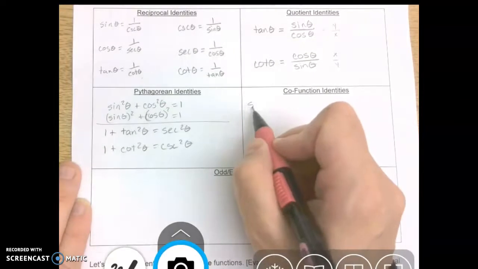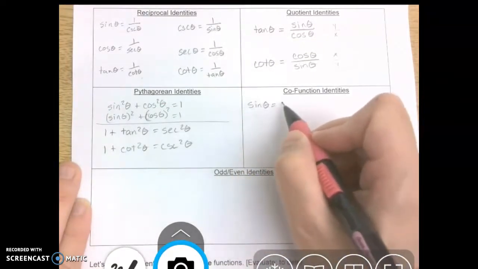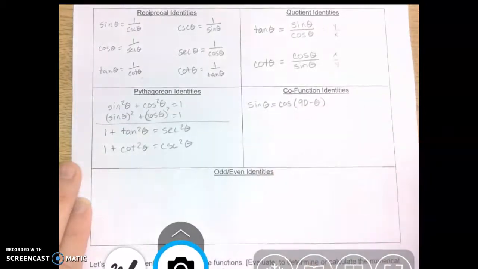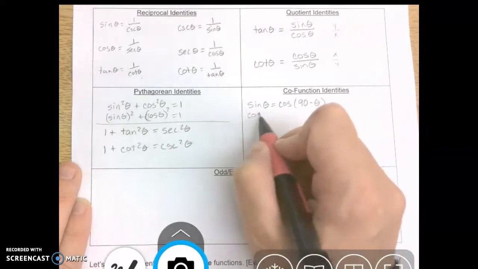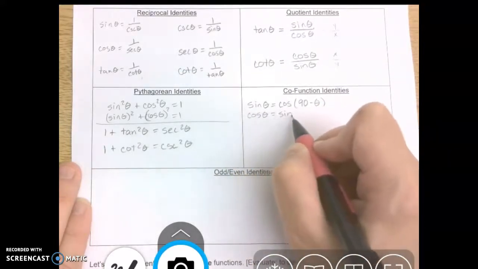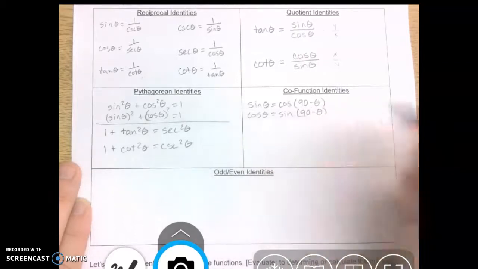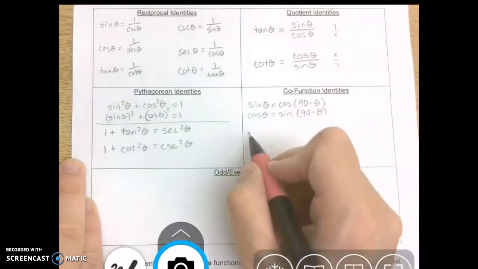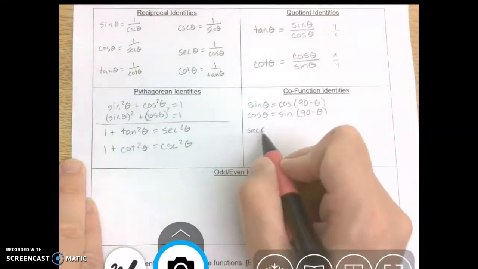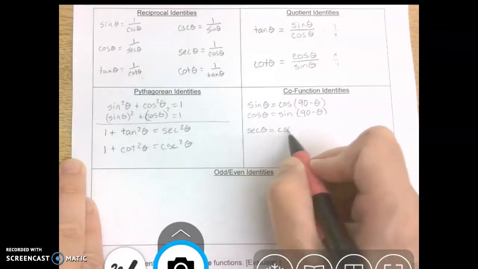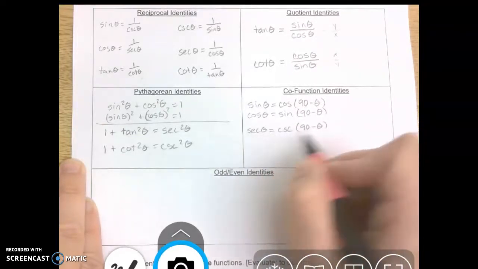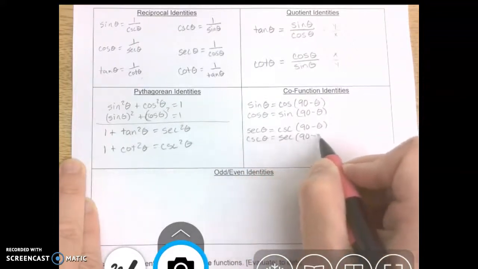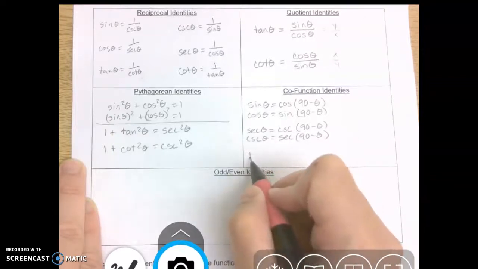Our cofunction identities, we have sine of theta is equal to the cosine of 90 minus theta, or I could say pi over 2. And likewise, the cosine of theta is equal to the sine of 90 minus theta. Then we have our secants and cosecants. And then we have our tangents and cotangents.